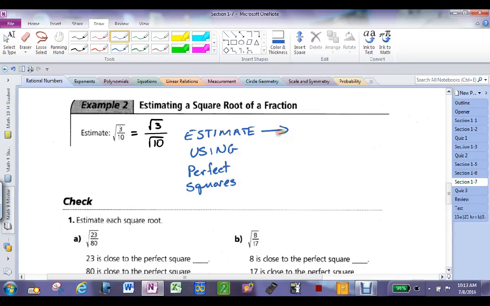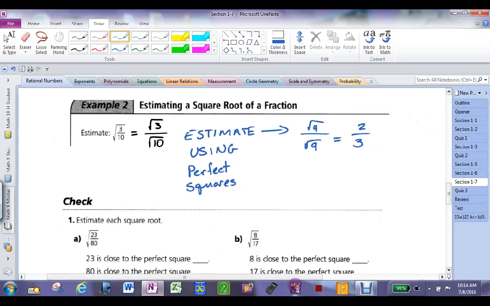So our estimate becomes not the square root of 3 because it doesn't have a square root. What does have a square root? 4. So can I change this to the root of 4? Is there a perfect square that's close to 10? 9. Square root of 9. What is the square root of 4? 2. What's the square root of 9? 3. Everybody cool? Everyone agree? Okay. So that would mean this is our estimate, right?